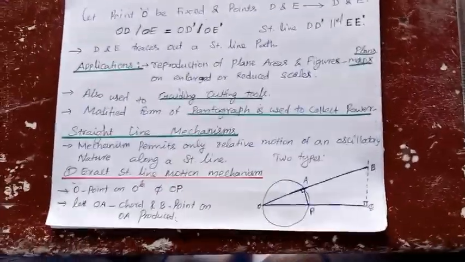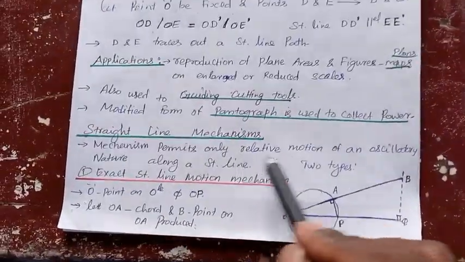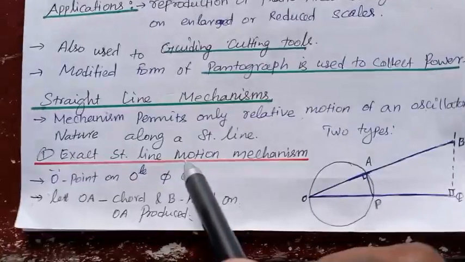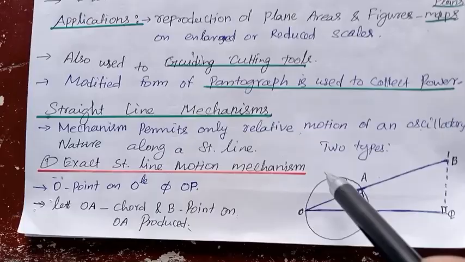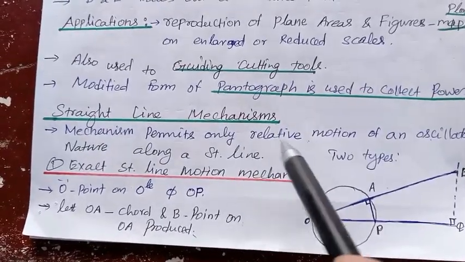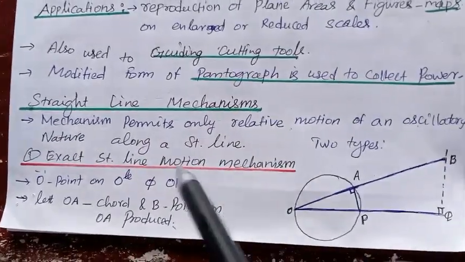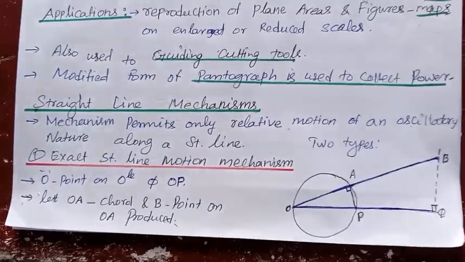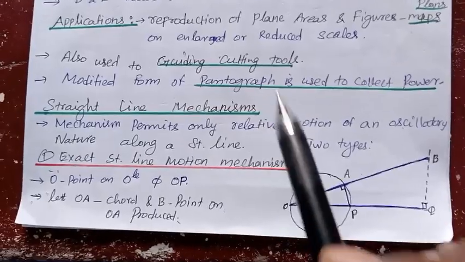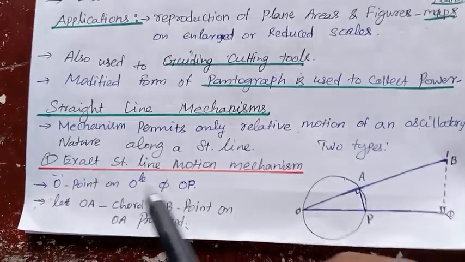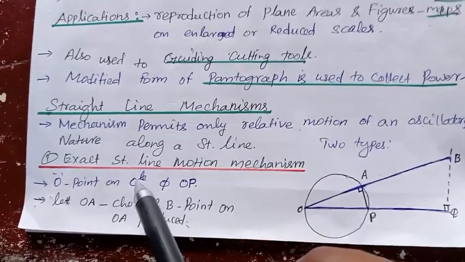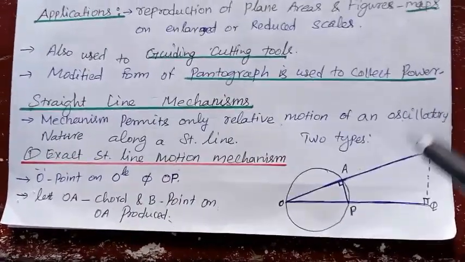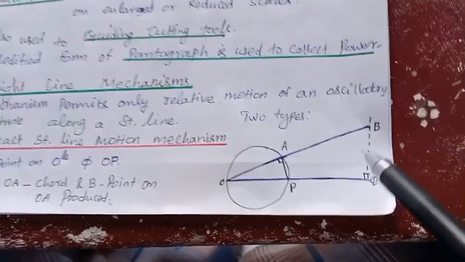Now our next topic is straight line mechanisms. What is meant by straight line mechanisms? Mechanisms that permit only relative motion of an oscillatory nature along a straight line. The first one is the exact straight line motion mechanism, which has all turning pairs. You see the arrangement first.